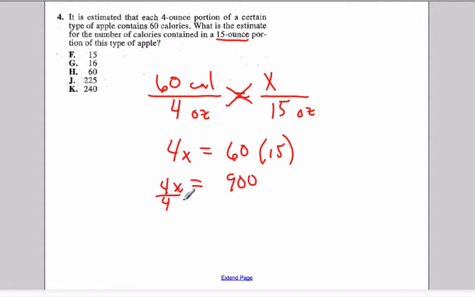Divide both sides by 4. Whatever you do to one side, do to the other. So X is going to be 225. I would estimate that 15 ounces would be roughly 225 calories. Before you answer it, let's see if it makes sense. It went from 4 ounces to 15 ounces. From here to here it went up, so then my calories should go up as well. And it goes from 60 to 225, so I would say 225 is probably on the right track, and it is. Your answer is J.